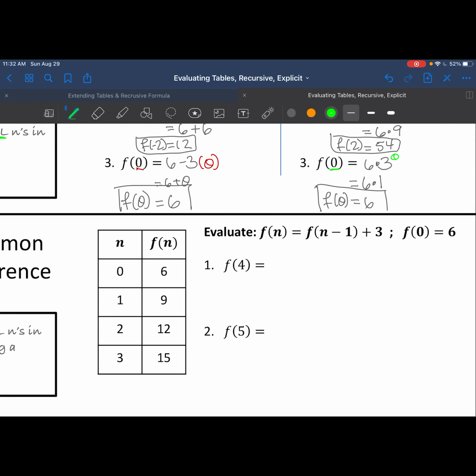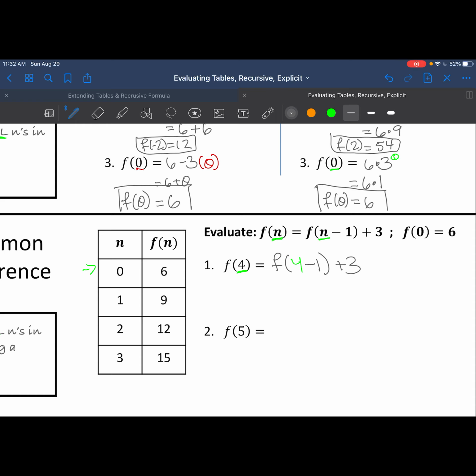We are given this equation f of n equals f of n minus 1 plus 3, given that our table started with f of 0 equals 6. So here's how our table starts. We're going to replace all of our n's with the same number. In this first problem, our n value is 4. So what we're going to do is we're going to have f of 4 minus 1 plus 3.